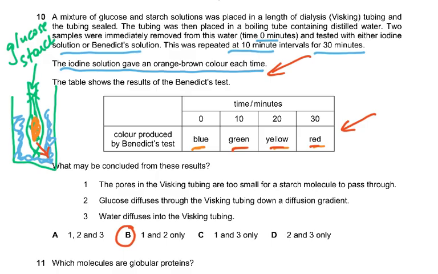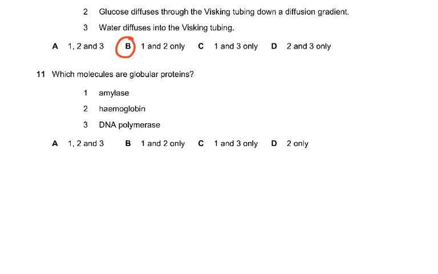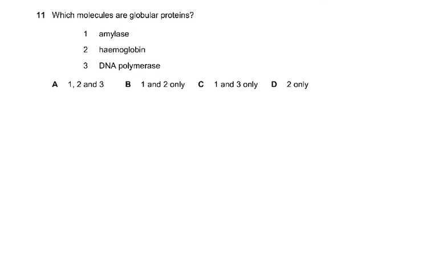So the answer to question 10 is B. Then coming to question number 11. Which molecules are globular proteins? Amylase is an enzyme. Hemoglobin is a globular protein. DNA polymerase is an enzyme, a globular protein. So question 11, the answer is A. All these three, amylase, hemoglobin, and DNA polymerase, are globular proteins.